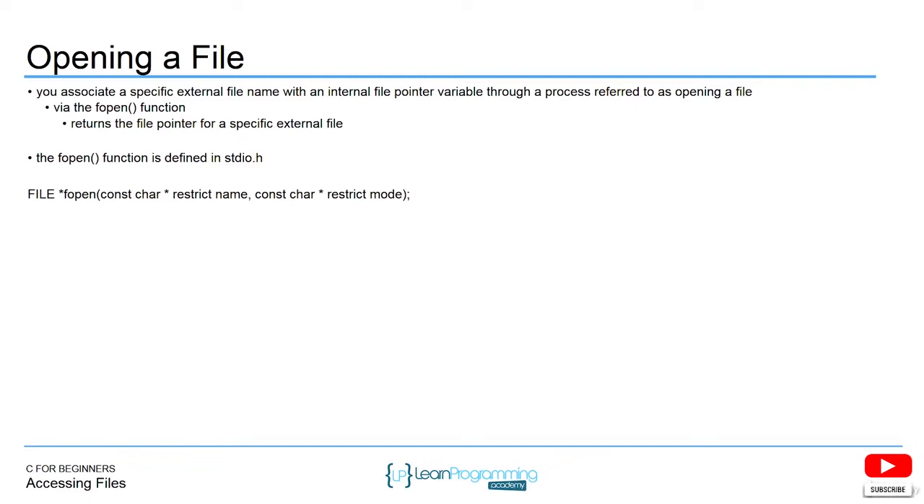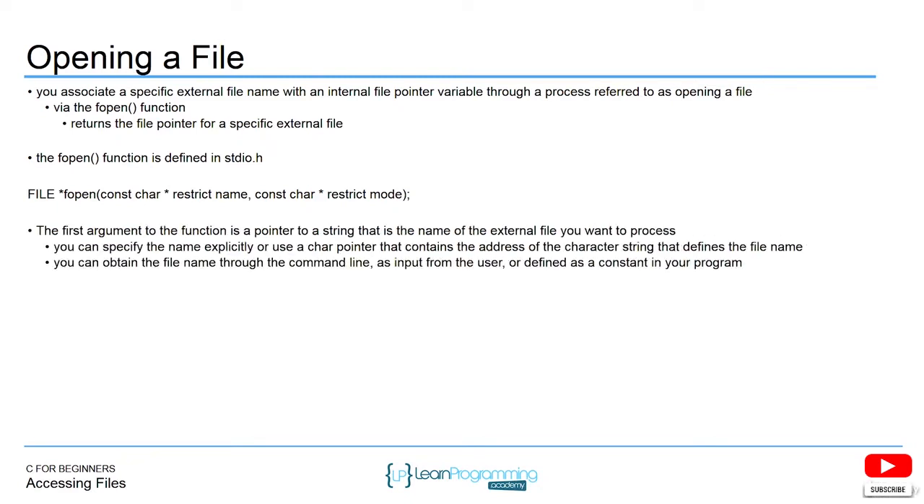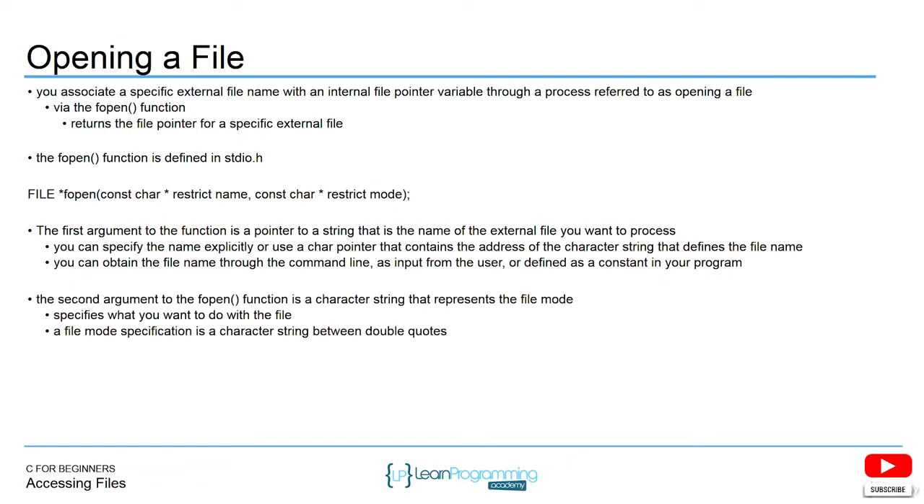As with most of these functions, they're all defined in stdio.h. Here is the definition of the fopen call. You'll see that the return value is a file pointer. It's the all-caps FILE structure. You'll then notice that it takes a couple of parameters. It takes a name and a mode. And don't worry about this restrict. That's just more C11 stuff. It really just takes a character pointer to a name and a mode. The first argument of the function is a pointer to a string that is the name of the file.